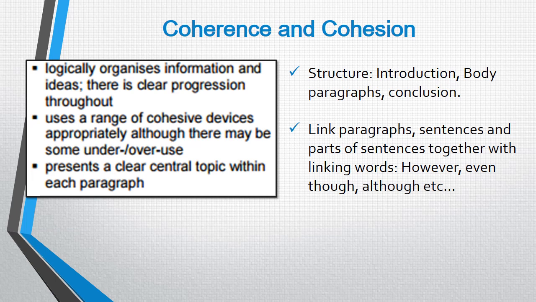The third thing you need to do is to present a clear central topic within each paragraph. Really, what this means is that you need one main idea per paragraph. If you have 2, 3 or 4, it's unlikely that you're going to be able to develop those with explanations and examples, which is what you need to do to score highly in task achievement as well.